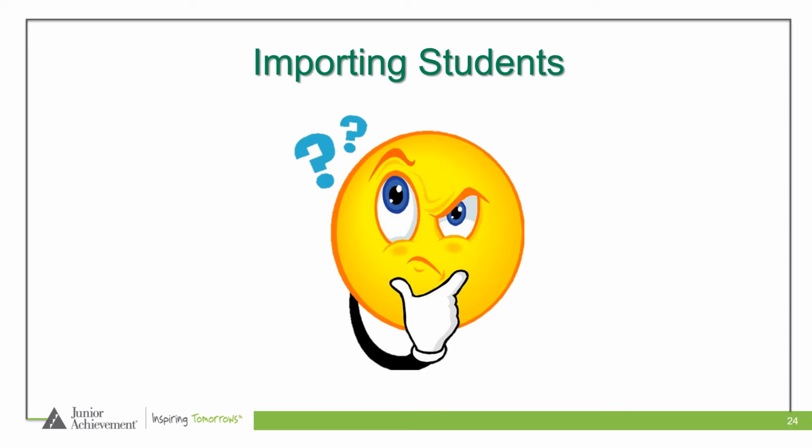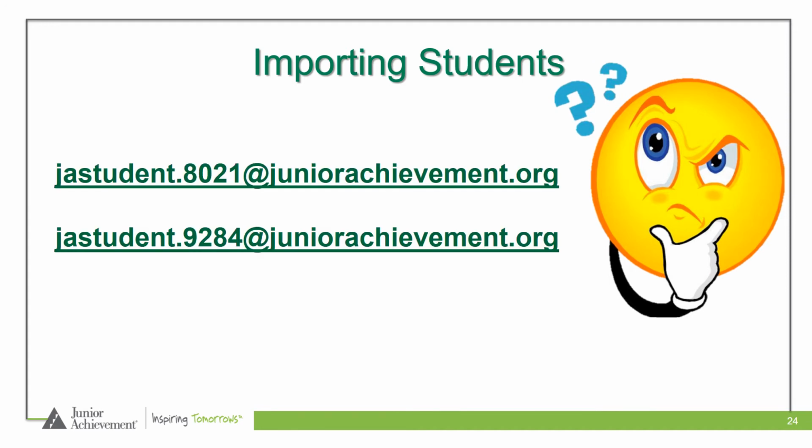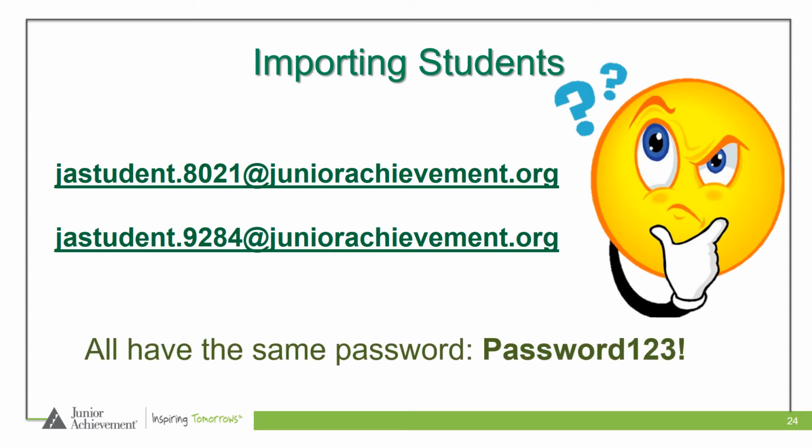Now to the subject I'm sure you're all wondering about. What happens if a student does not have a personal email address or they prefer not to give it out? It's okay. If the student does not provide you with the email address, the system will generate a fake one for you to provide to them. Each fake email address will look like these: jastudent.anumber@juniorachievement.org. And these fake email addresses will have the same password, capital P, password, 123 exclamation point.